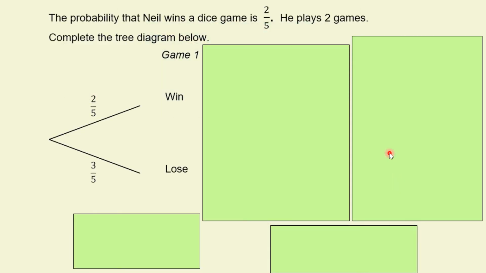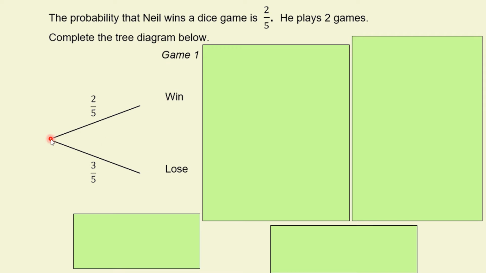And this is the way we kind of draw it out. All right, so I'm going to break it up into little bits, so we'll see how we draw it out. So we've got Neil here, and he wins a dice game with probability of 2/5. And he's going to play 2 games. And the first thing is we're going to have to be happy about how to draw out the tree diagrams to be able to use them to get probabilities.